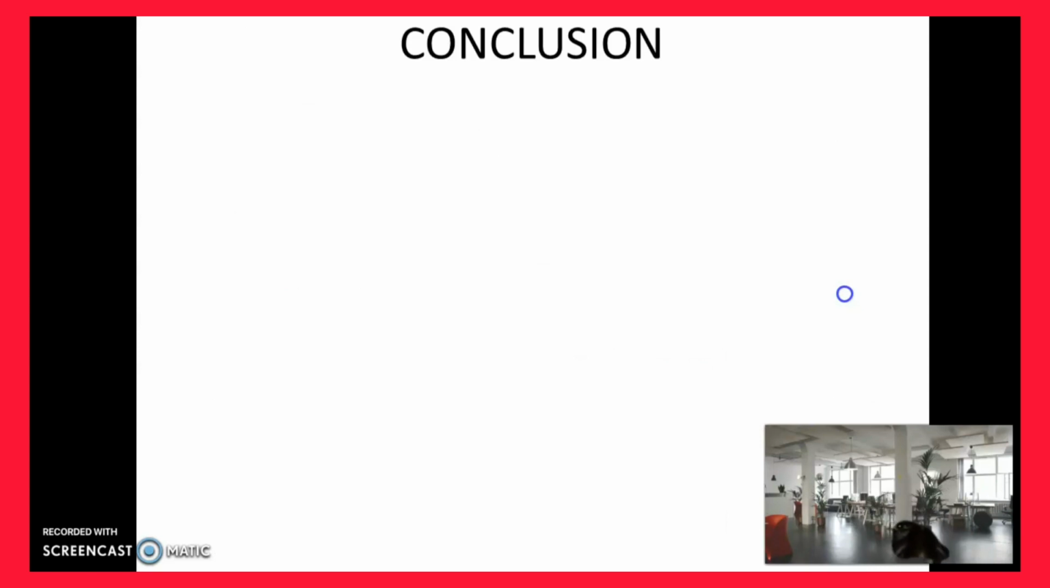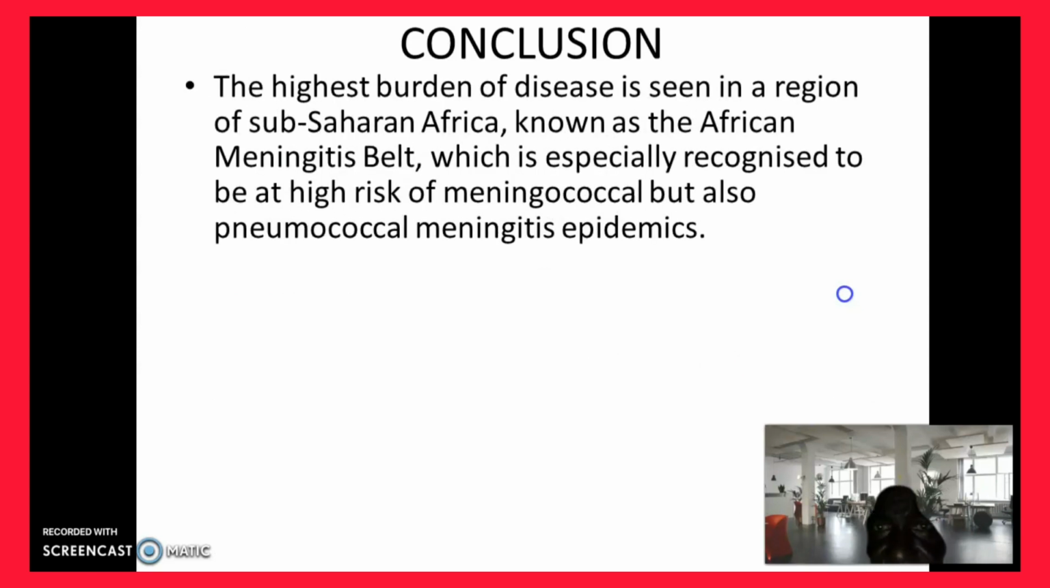In conclusion, we must talk about this. The highest burden of disease is seen in a region of sub-Saharan Africa. It has been demarcated and is known as the African meningitis belt, which is especially recognized to be at high risk of meningococcal, and also pneumococcal, meningitis epidemics. So often you hear of outbreaks in sub-Saharan Africa. It is based on the health standard, the hygiene, and the sanitation in this area, and the closeness.